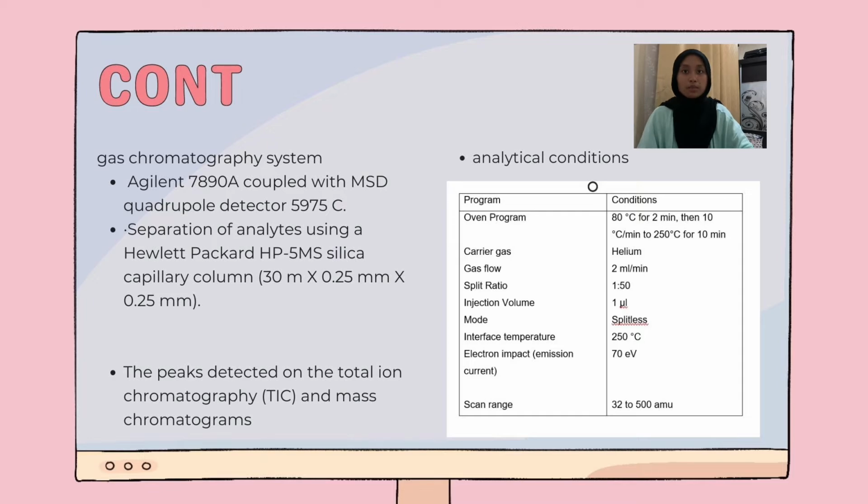GCMS analysis was performed with a gas chromatography system with an MSD quadrupole detector 5975C. Separation of analytes by gas chromatography was carried out using a Hewlett Packard HP-5MS silica capillary column. The analytical conditions for GCMS are listed in the table. Lastly, the peaks from GCMS were detected based on the total ion chromatogram, TIC, and mass chromatograms, and further identified using the National Institute of Standards and Technology, NIST 2008 Mass Spectral Library.